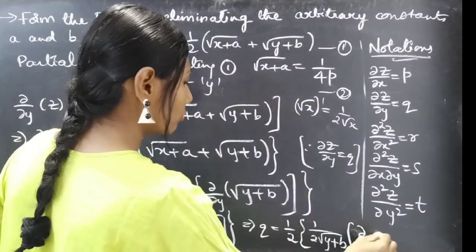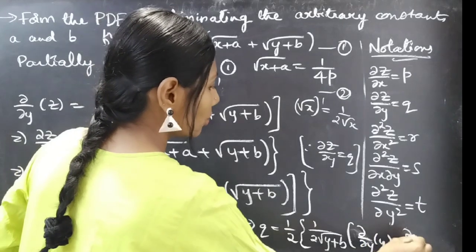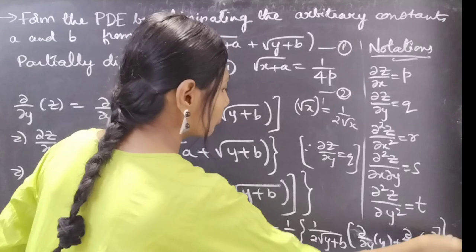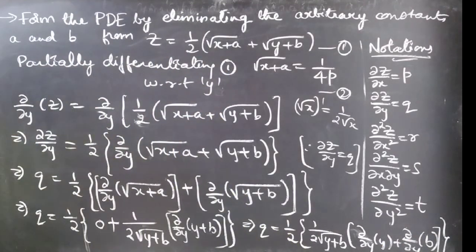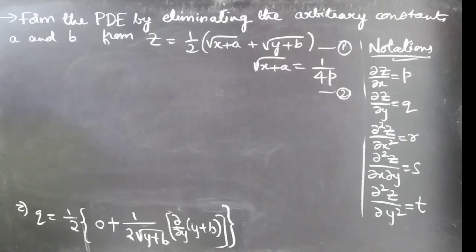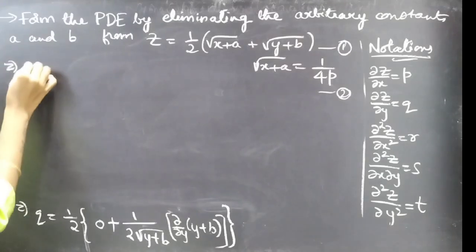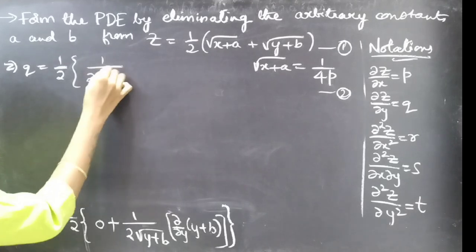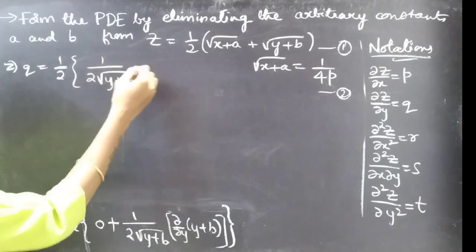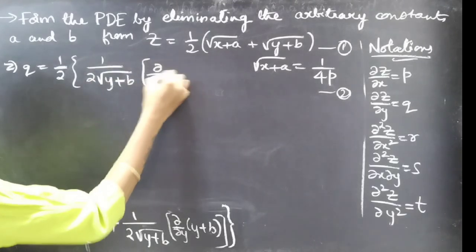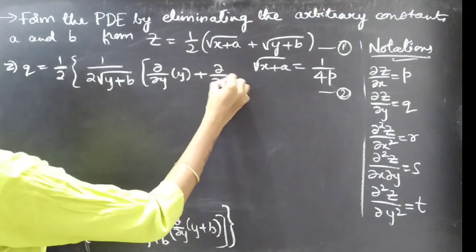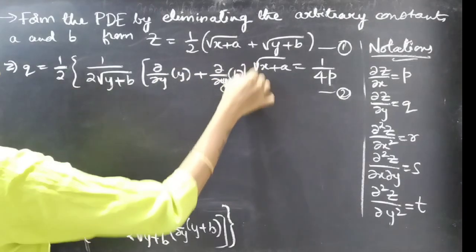Dou by dou y of y plus dou by dou y of the constant b. Okay, we'll write it again. Then q equal to 1 by 2 into 1 by 2 root y plus b into the partial derivative of y plus the partial derivative of b.